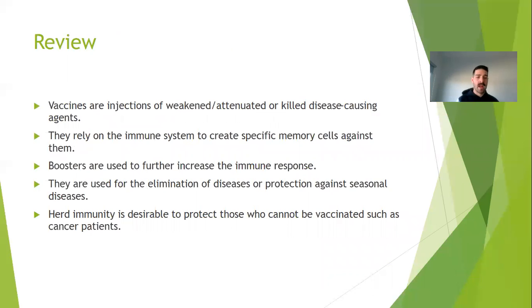So in review, vaccines are just injections of weakened, and we use the term attenuated, or killed disease-causing agents, and they rely on our immune system creating memory cells. And we then use boosters to increase that immune response, and we use them to eliminate diseases or protection against seasonal diseases. And really, we try and use them also to achieve that herd immunity and protect people who can't be vaccinated.